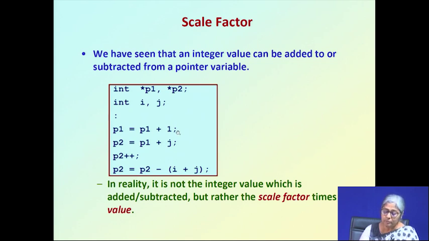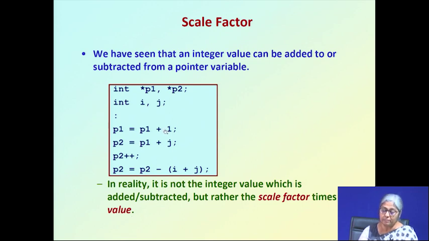So, P1 = P1 + 1, P2 = P1 + j, or P2++, P2 = P2 - i + j. See, all are integers because i and j are integers. These are all valid. In reality, it is not the integer value which is added or subtracted. That means this 1, I am adding 1, but it is not actually 1. Rather, it is the scale factor times the value.